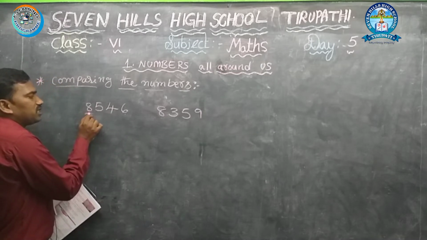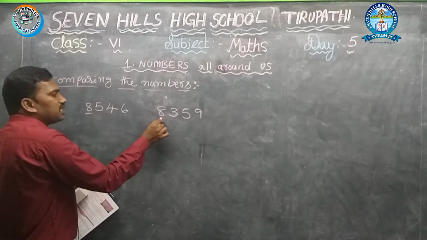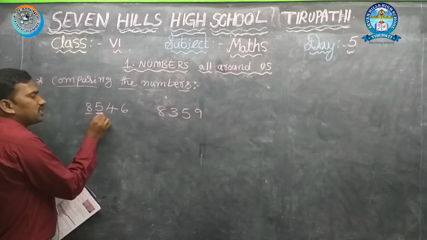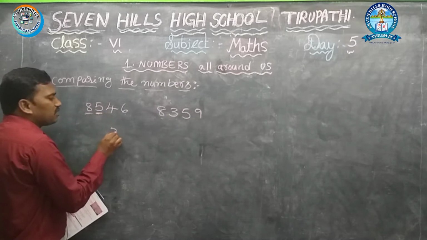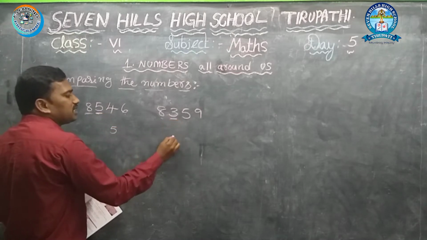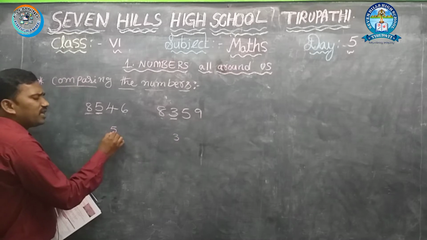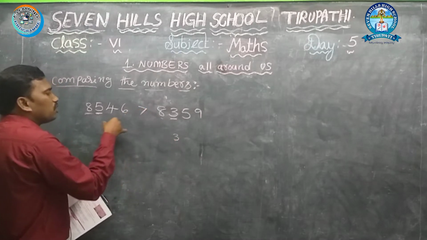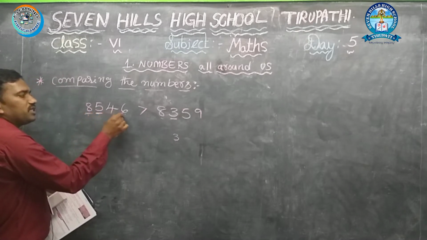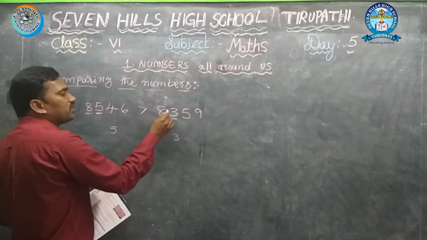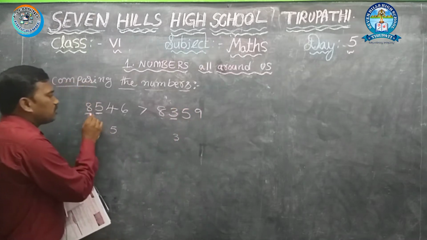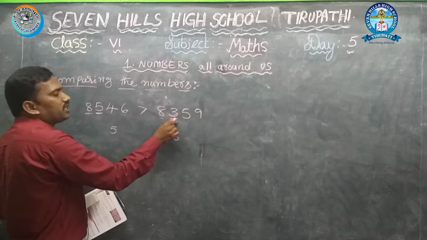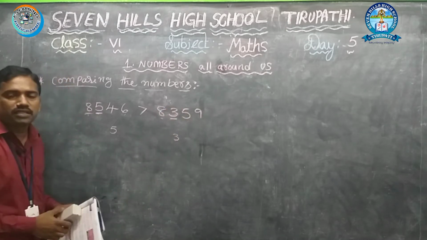Here the thousands place is 8 and here also the thousands place is 8. Both are the same, so we are moving to the hundreds place. Here the hundreds place is 5 and here the hundreds place is 3. 5 is greater than 3. So 8546 is greater than 8359. Okay. Do you understand?